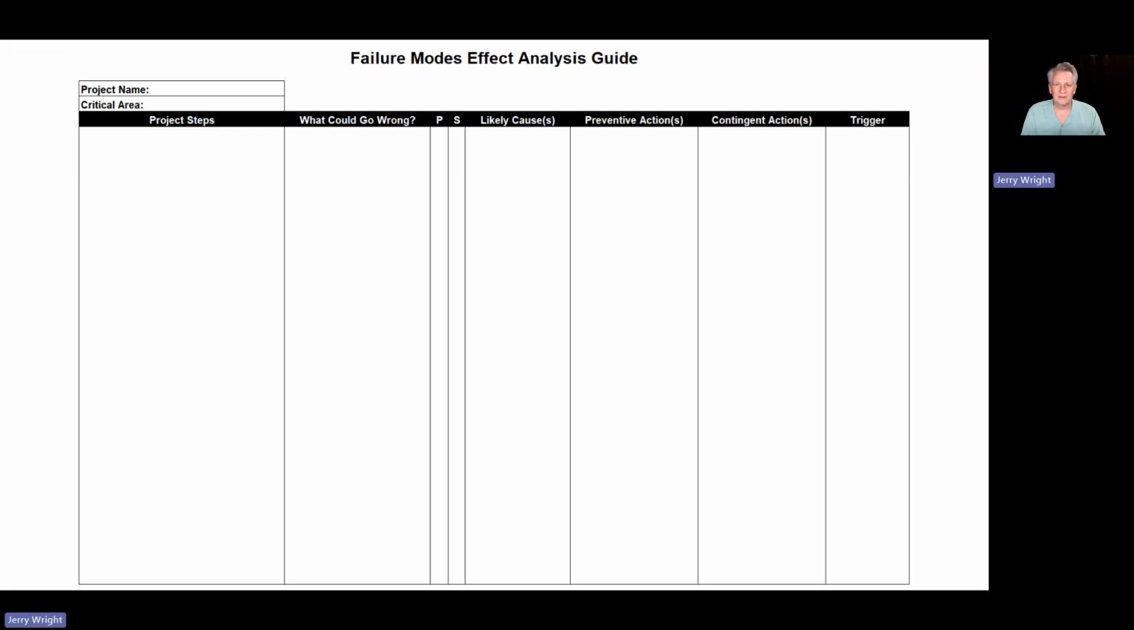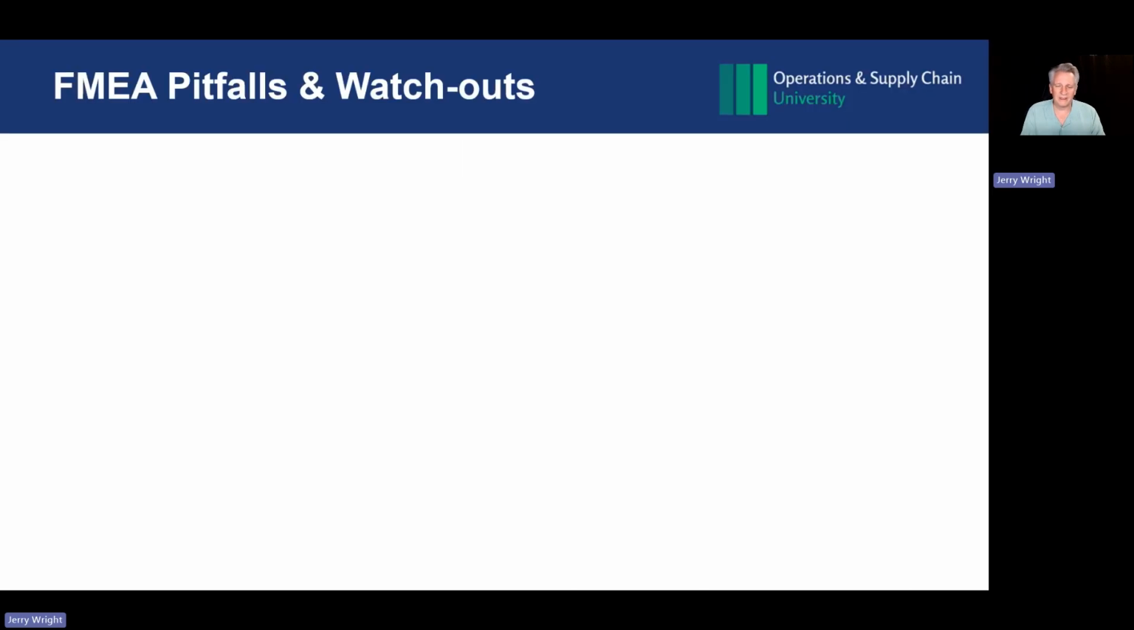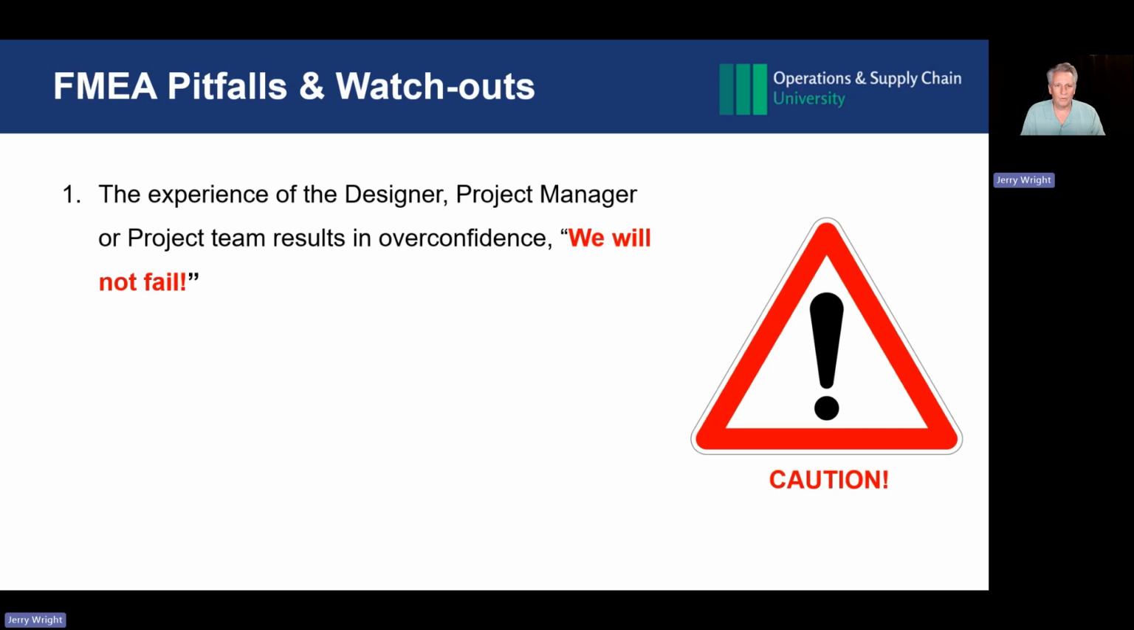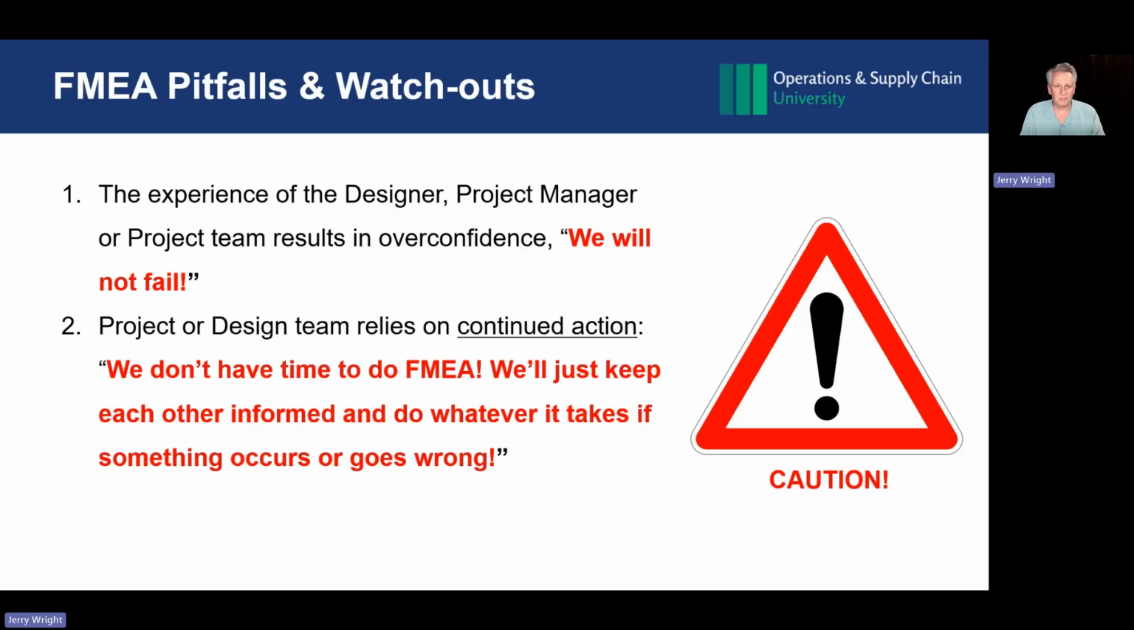Now, a couple of things for you to be aware of related to failure modes effects analysis: pitfalls and watch-outs. There are a few things that you have to be careful of. One, the experience of the designer or project manager or the project team results in overconfidence, saying, we will not fail. Well, again, that's just pride. The second one is the project or design team relies on continued action. We don't have time to do failure modes effects analysis. We'll just keep each other informed and do whatever it takes if something occurs or goes wrong. That's blind perseverance. You don't want to do that either.